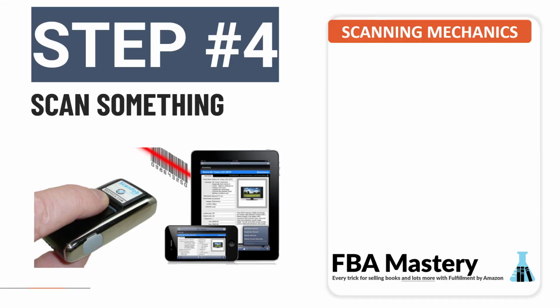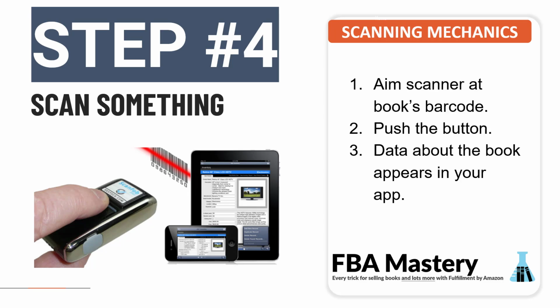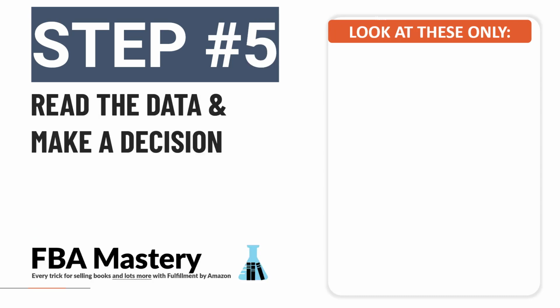Okay, step number 3, scan something. Very simple. I don't need to explain the mechanics of this to you, but I'm going to anyway, okay? You aim your scanner at a book's barcode. I'm using books here, by the way, because that's what I specialize in, but what we're learning in this video would apply to any product, okay? You push the button on the barcode scanner, and then it shoots the laser beam out, and then data about your book or whatever it is appears on your app. Really, really simple.